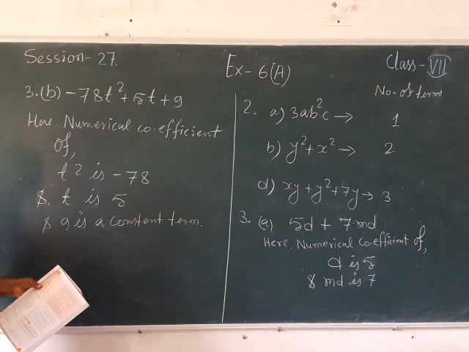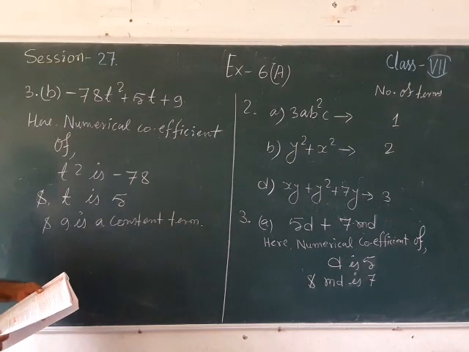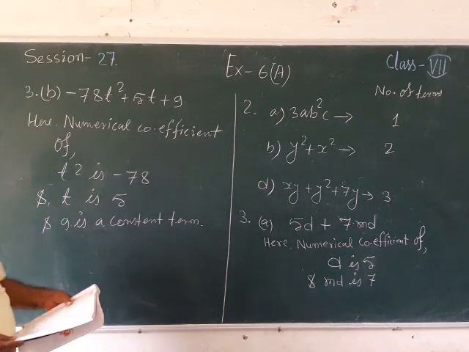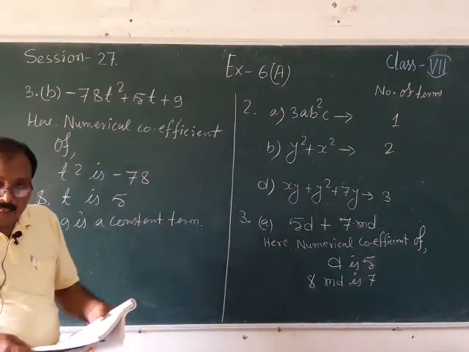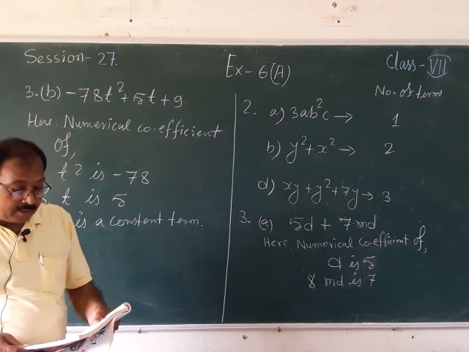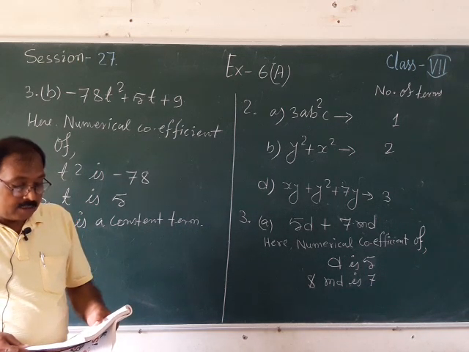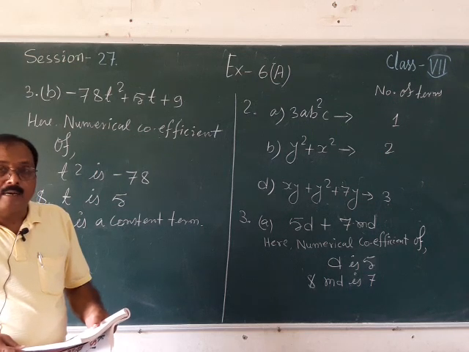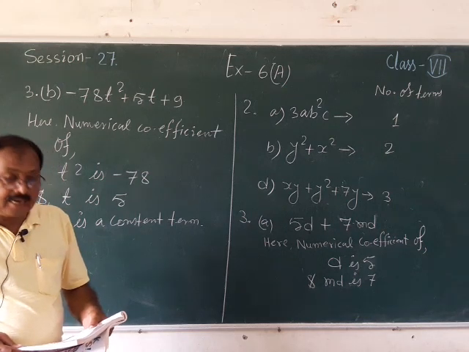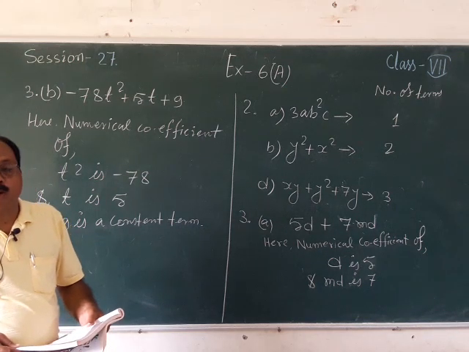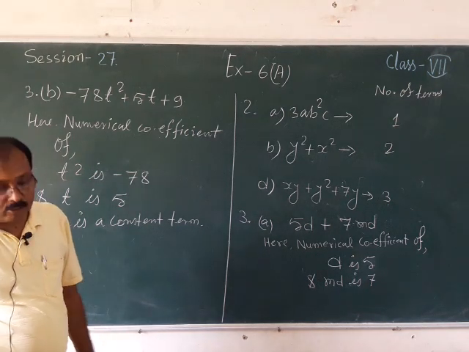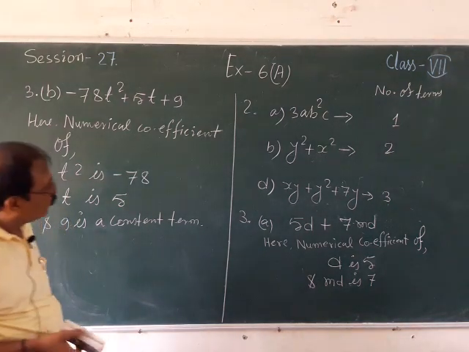Now 3a I have shown you, 3b I have shown you, and 3e you can do in the same way. In 3ab the numerical coefficient of ab is 3. In 7bc the numerical coefficient is 7, and in 6ca the numerical coefficient of ca is 6. In this way you can write your answer for question number 3 also.